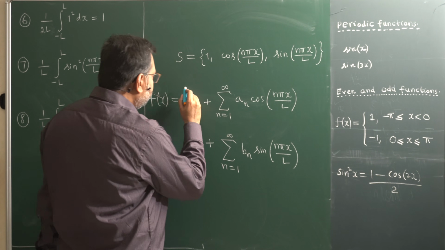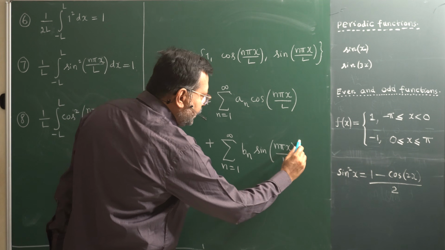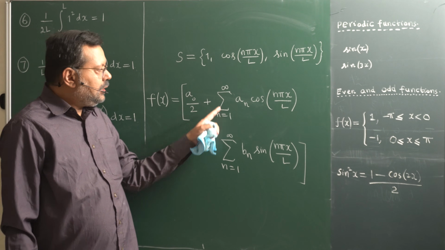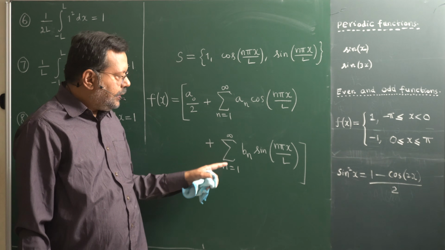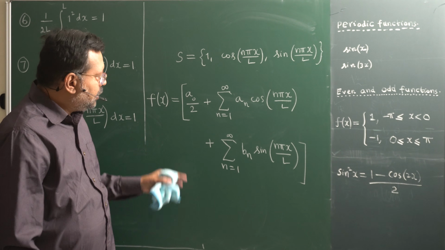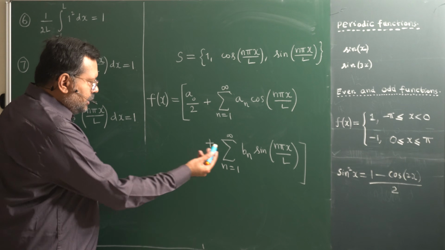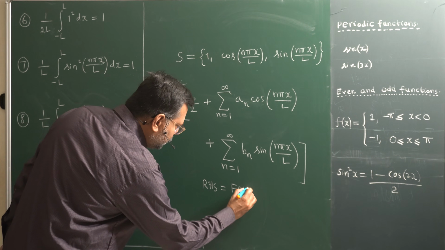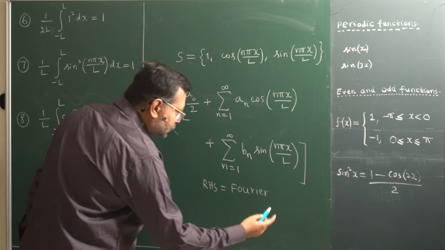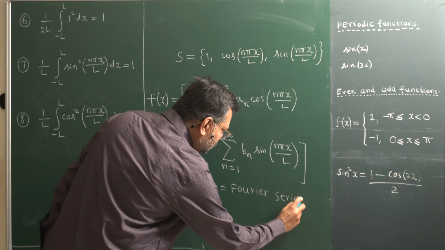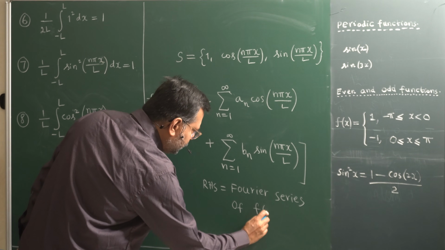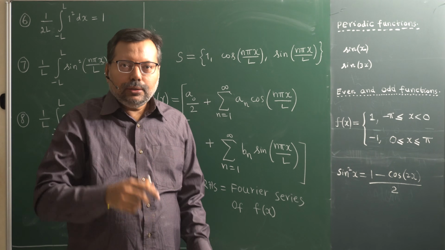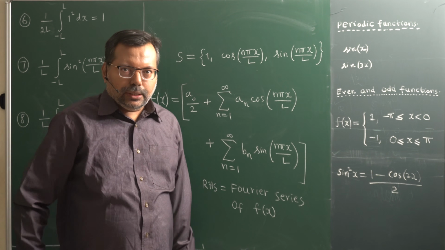So this equation starts here and ends here. There are 3 parts: this has infinitely many terms, this is also infinitely many terms, and then one constant term. If you write it like this, it's okay. This RHS is the Fourier series of f of x. It is also called a Fourier series expansion because you have infinitely many terms here.